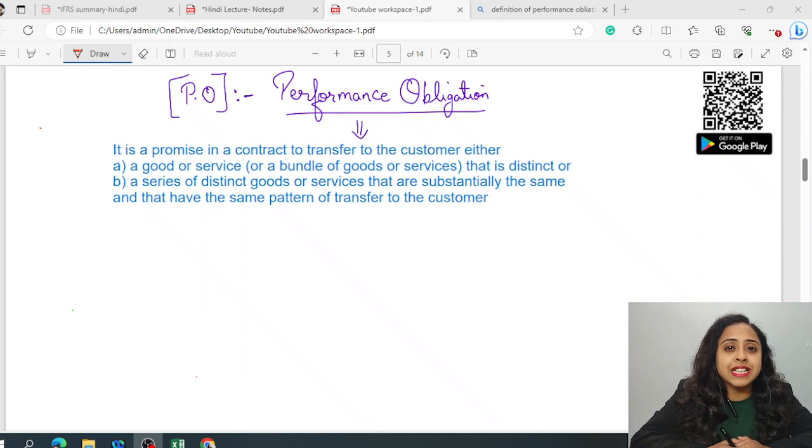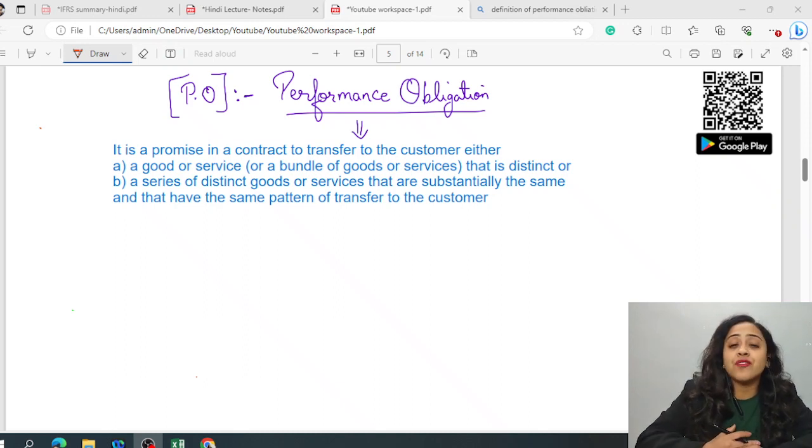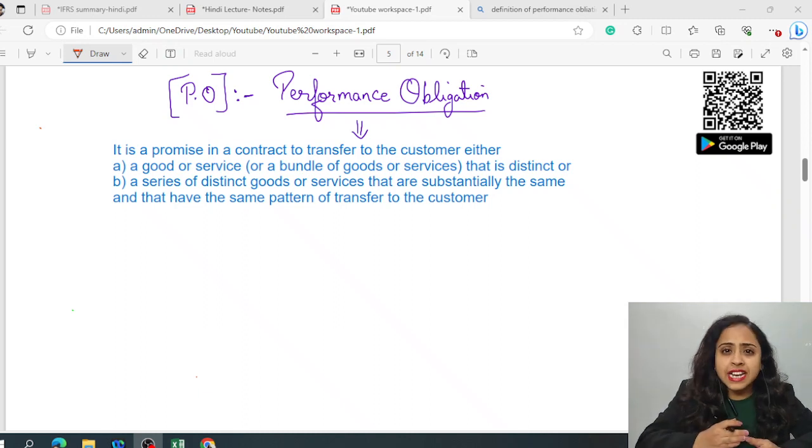Today in this video we'll be discussing what exactly a performance obligation is as per IFRS 15, or you can say Ind AS 115. We'll see what the definition stands for. Also we'll deep dive into whether there can be multiple performance obligations or not. If yes, how to identify them, how to segregate them, and how to record them into the books of account. We'll also take help of an example.